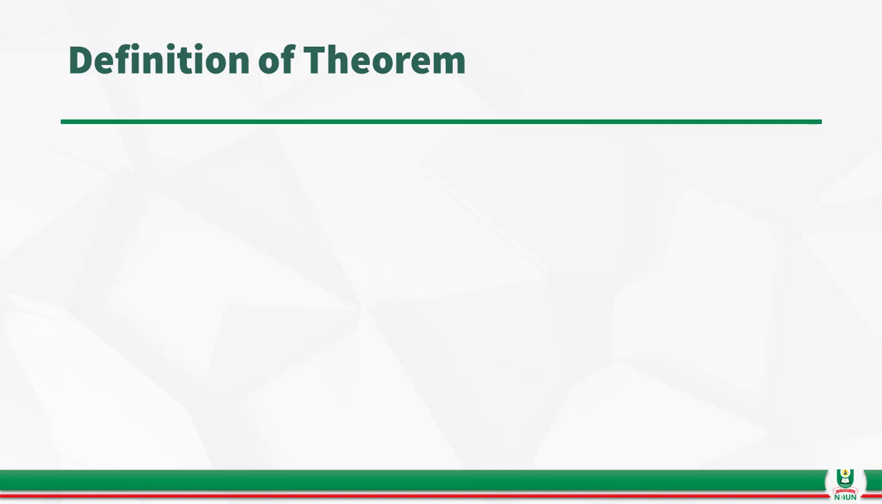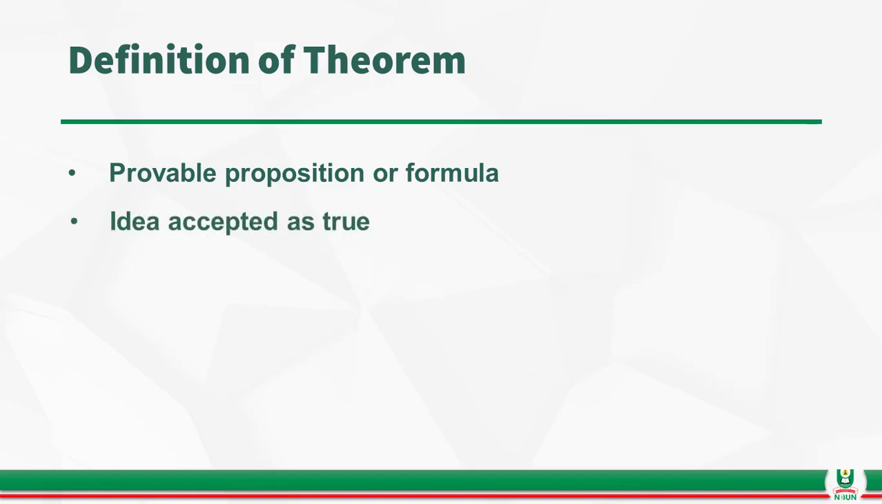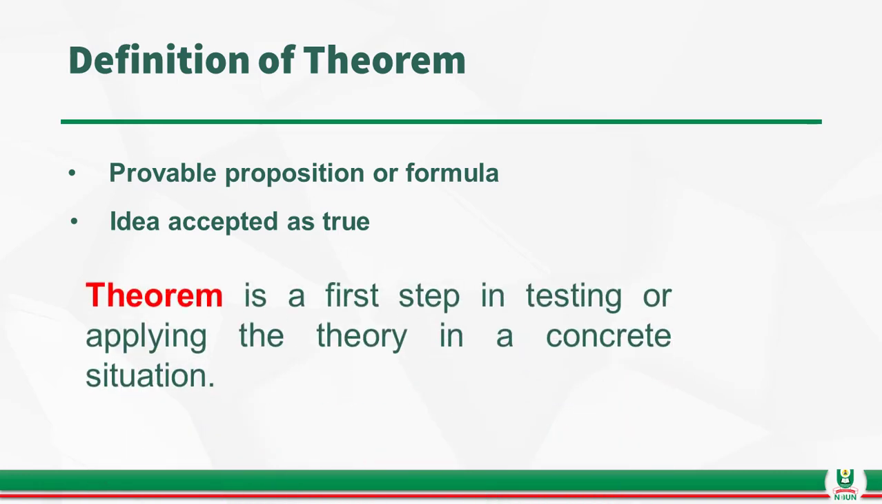Now, what is a theorem? During our secondary school age, we may be familiar with some theories in mathematics, like algebra equations and so many formulas that we may be familiar with. Now, a theorem in the theory gives a provable proposition or formula. A theorem at times is what actually gives an idea accepted as true. It is a first step in testing or applying the theories in a concrete situation.